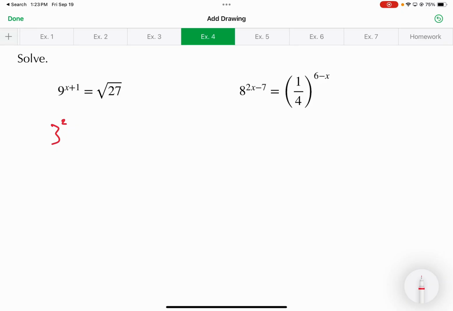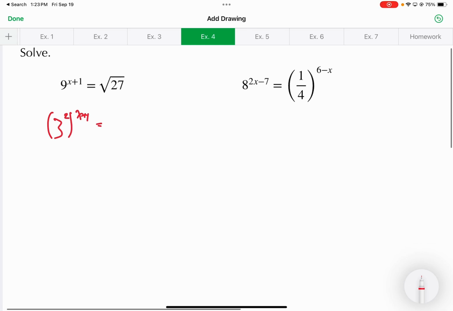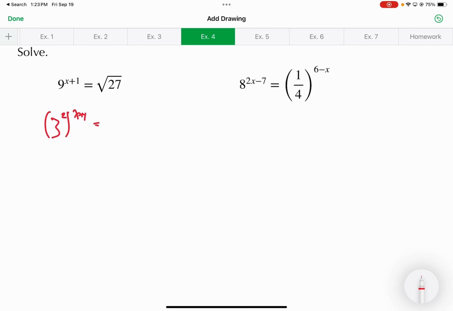3 squared, and then raised to the exponent of x plus 1 is going to equal, okay, so we said 27 was 3 cubed, but that's inside of the square root, right? But what's the other way I can write that instead? 1/2. Okay. So then if I do a scant amount of simplifying here, I would multiply the 2 by the x plus 1, so I'd get 3 to the 2x plus 2 equals, all right, and then 3 to the 3rd raised to the 1/2 power would be 3 to the 3/2. Okay?